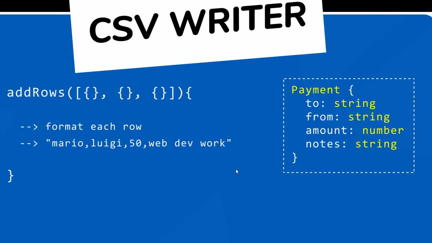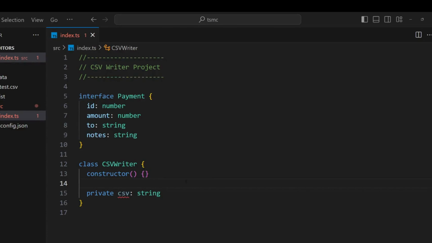So that's a little bit of background on what we're going to be making. Now let's head back to the code so we can start to flesh this out a little bit. Alright then, so I've already done a tiny bit of prep work. I've made this interface called payments, which is the type of objects we'll be passing into the CSV writer class instance later on. I've also made this class CSV writer, which contains an empty constructor function at the moment, and a private property called csv, which must be a string. So this csv property is where we're going to store the string format of all of the different rows, and then eventually we're going to save that CSV data as a CSV file over here in the data folder.